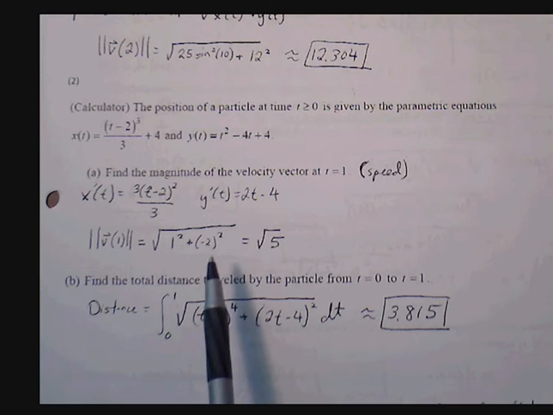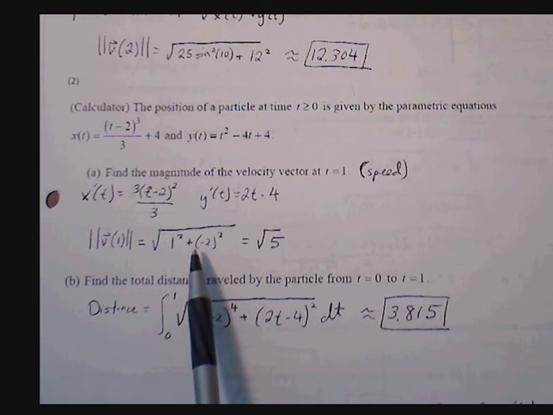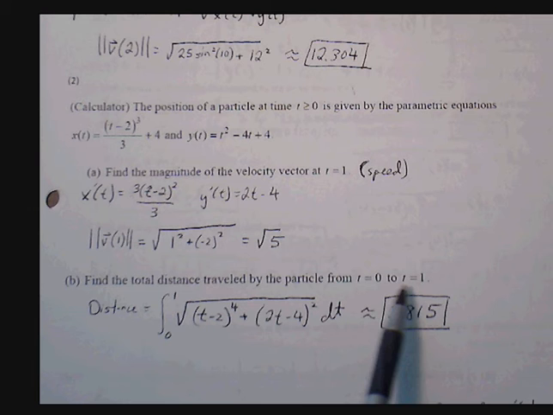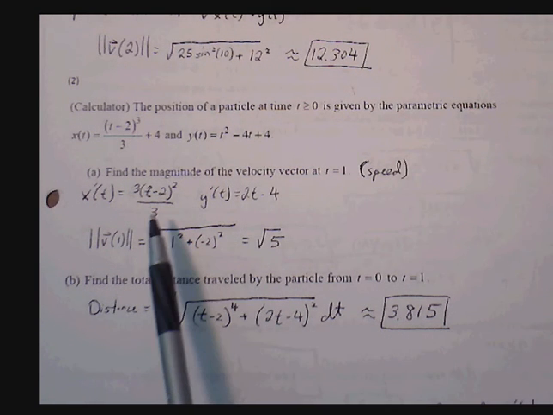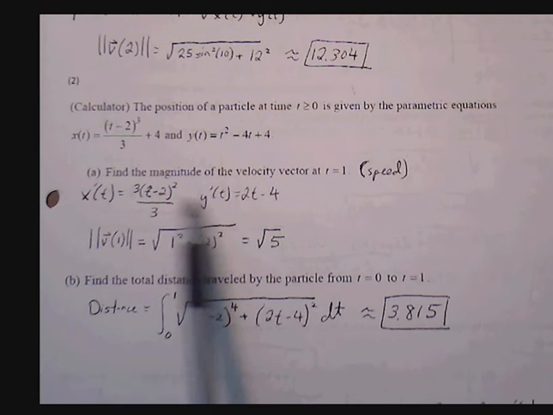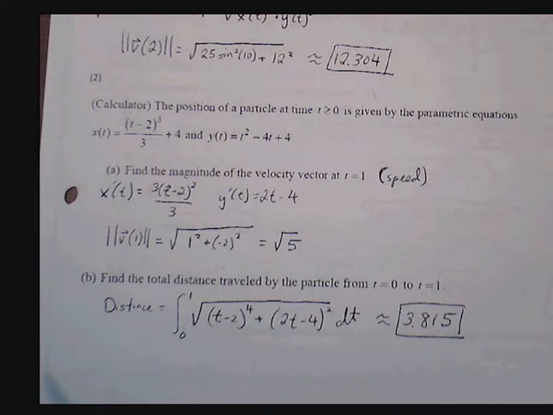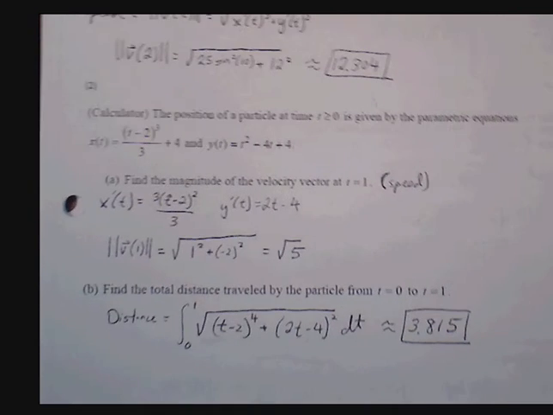Finding the total distance, we're going to accumulate speed over the course of the two t values. So from 0 to 1, the square root of (t minus 2) to the 4th plus (2t minus 4) squared. So we're just plugging in x prime, y prime, basically accumulation of the magnitude of velocity over the course of time. And in our calculator, we're going to get 3.815.